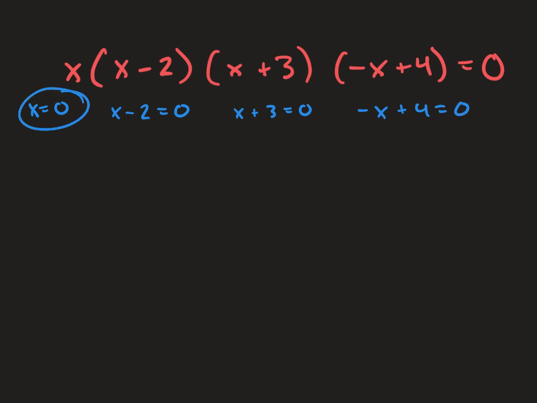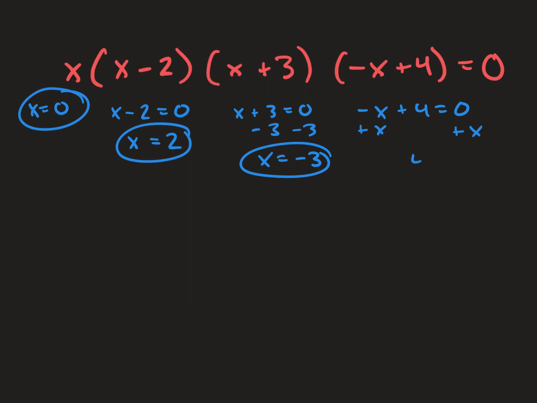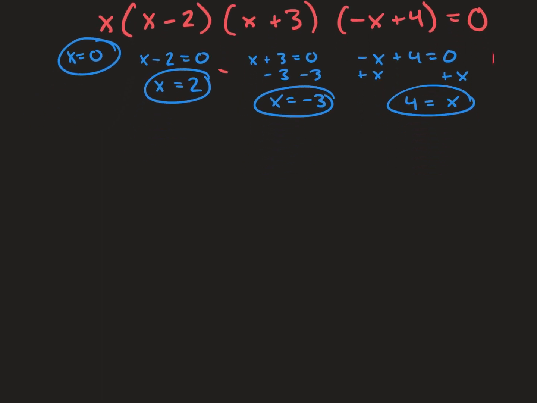How do I solve the second one? Add 2, so x is equal to what? 2. How do I solve the next one? Subtract 3, so x is equal to negative 3. And then how do I solve the fourth one? So I can add x to both sides. 4 equals x. If you wanted to, you could subtract 4 and then divide by negative 1. That works also. So then I put these on my graph. I have a point at 0, a point at 2, a point at negative 3, and a point at 4.